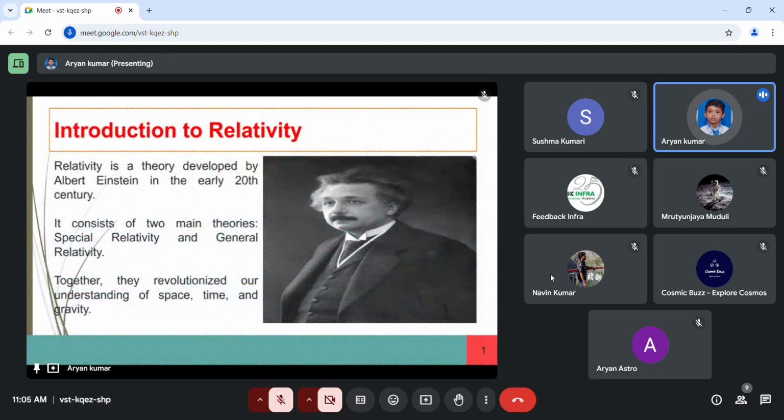Introduction to relativity. Relativity is a theory developed by Albert Einstein in the early 20th century. It consists of two main theories: special relativity and general relativity. Together, they revolutionized our understanding of space, time, and gravity. So yes, it is a theory of space, time, and gravity.